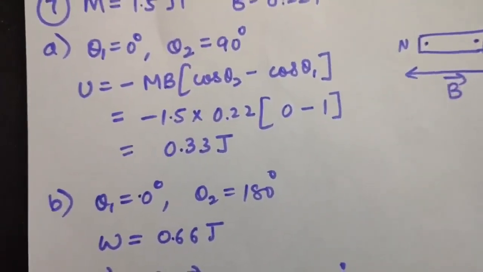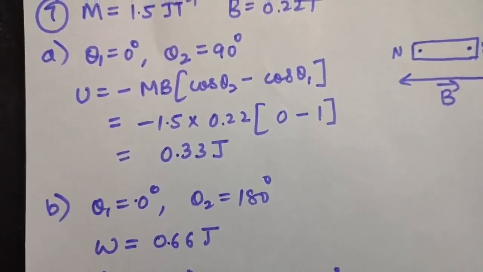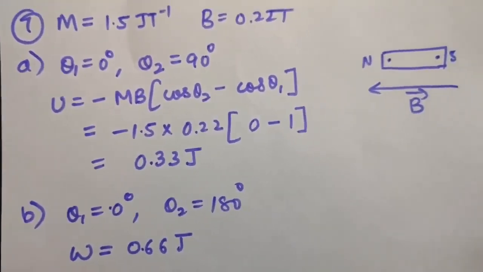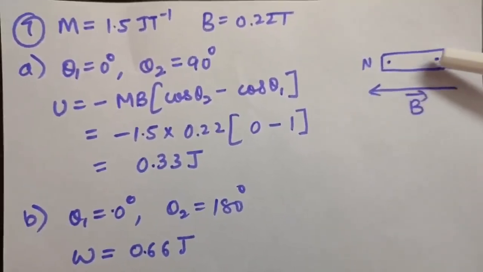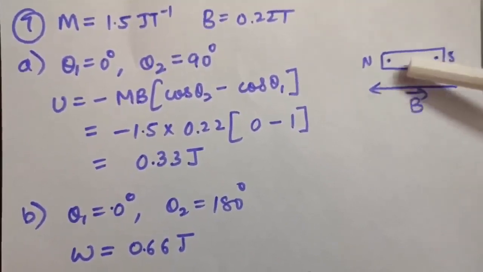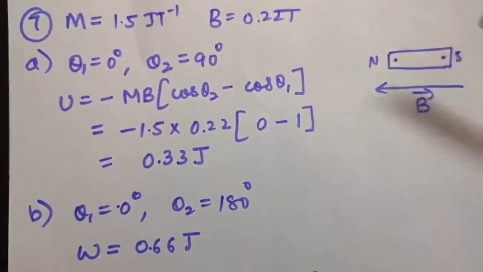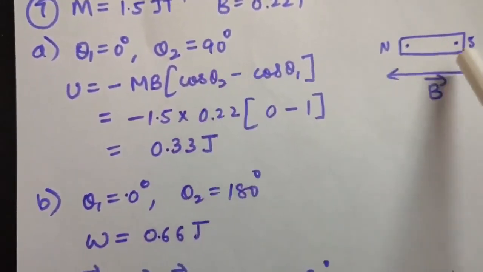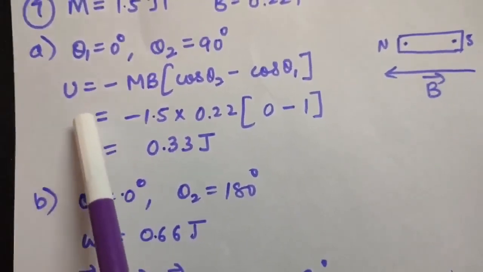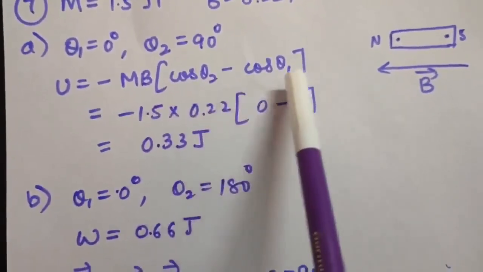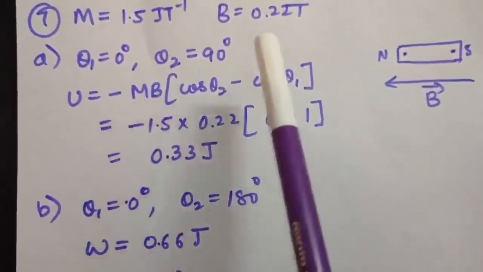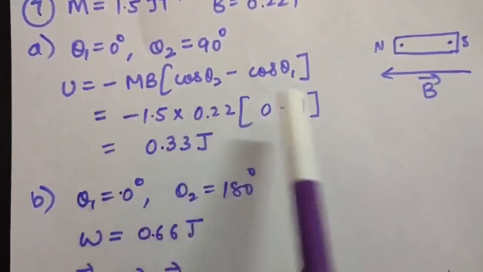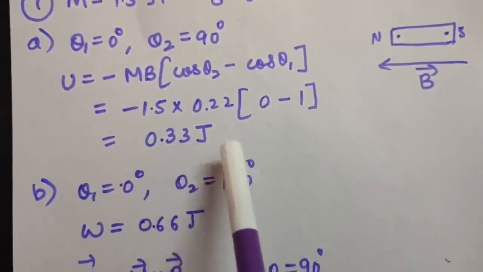So now the first part of the question says, what is the amount of work done to turn the magnet so as to align its magnetic moment normal to the field direction? Now initially the magnetic moment is parallel to the magnetic field. If you want to align it to a perpendicular direction, then as theta 1 is 0 initially, theta 2 must be 90 after rotating it. So now we'll use the formula of work done, that is minus mB into cos theta 2 minus cos theta 1. m and B are given to you in the question. Cos theta 2, that is cos 90 is 0, minus cos theta 1, that is cos 0 is 1. So solve it, you will get 0.33 joules.